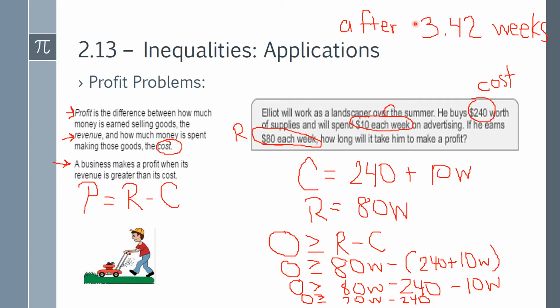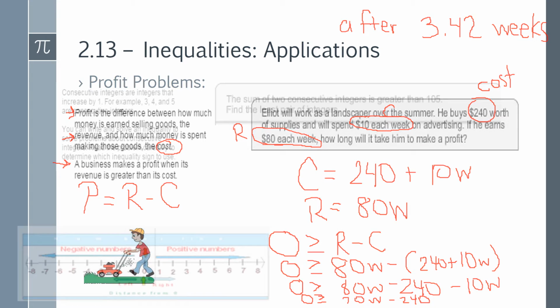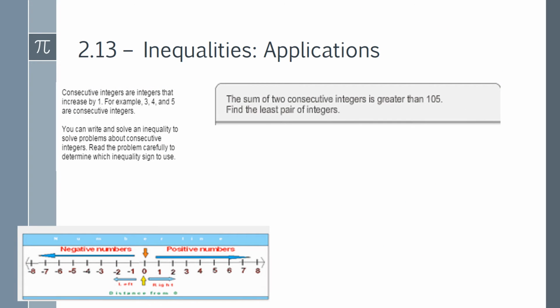So think about working somewhere for 3.5 weeks and you haven't even taken home a paycheck yet. He's taken money in, but it went to pay off the supplies he bought. So the correct answer is after 3.42 weeks. Now this is going to show up, this is a tricky one, possibly wink wink nudge nudge on a test.